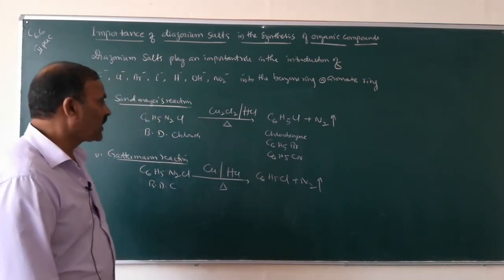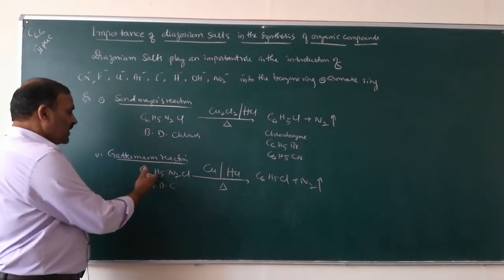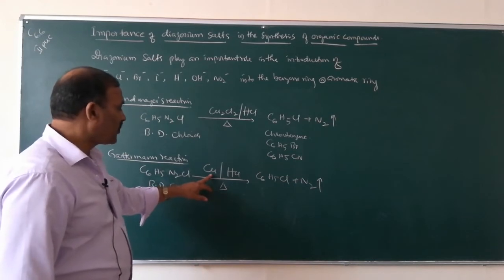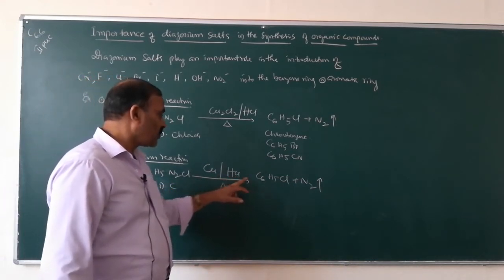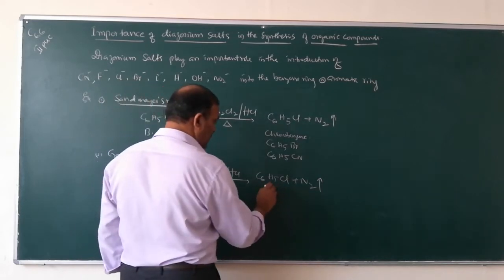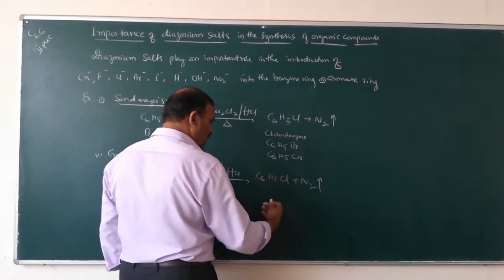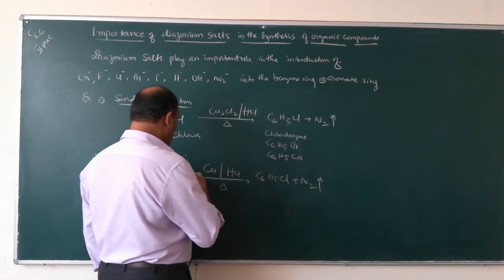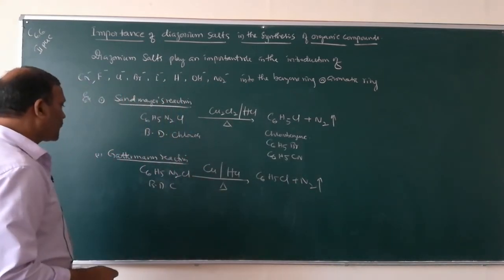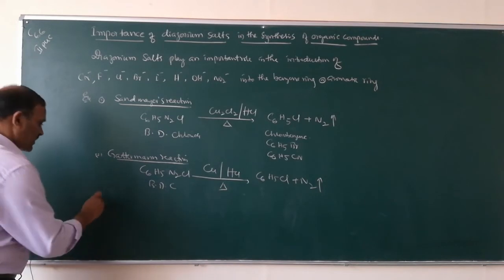Similarly, we can prepare bromobenzene. When benzene diazonium bromide is heated with copper powder and hydrogen bromide, you will get bromobenzene. So this is chlorobenzene. We can also prepare bromobenzene if you take benzene diazonium bromide. So this is Gattermann reaction.